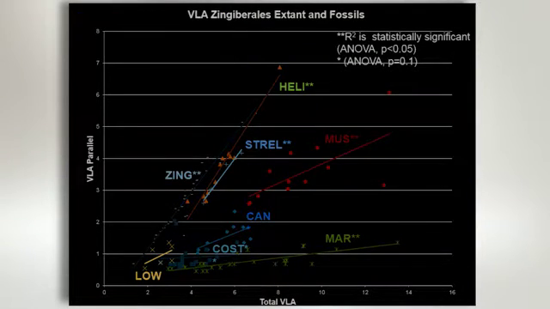So if we look just at Zingiberales, again this is total VLA and then just the parallel veins, we see the Zingiberaceae, Strelitziaceae, and Heliconiaceae follow a similar trend this way. Musaceae is off on its own. Marantaceae and Costaceae are here. Canaceae is here. Liliaceae is just down here. So they're, again, occupying different parts of the graph, and these are highly statistically significant.